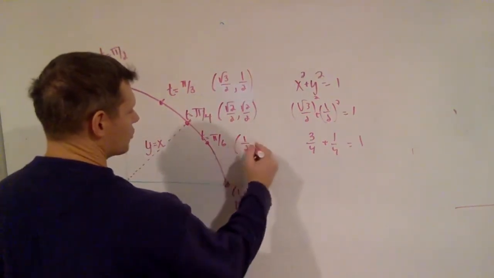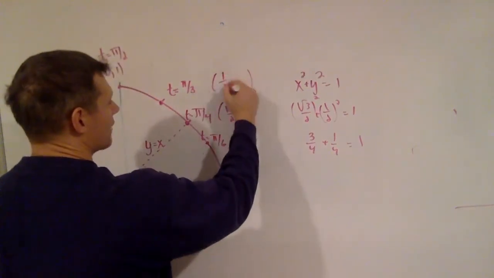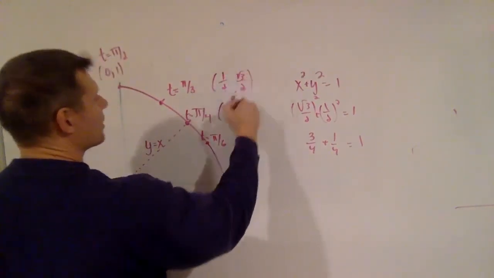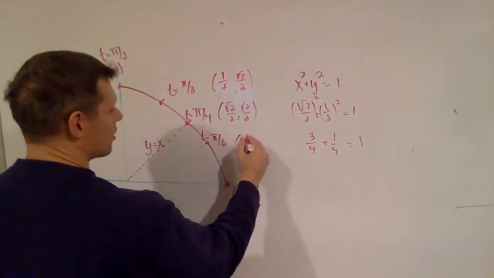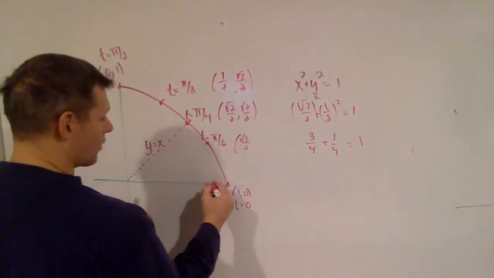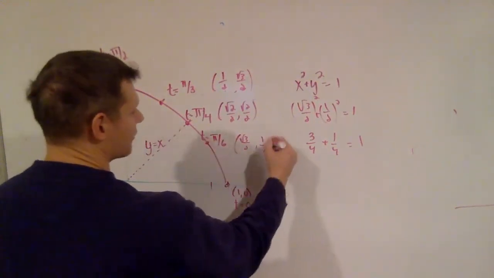Excuse me. This one should have been 1/2 comma root 3 over 2. I screwed that up. Because it's 1/2 over, up root 3 over 2. So this one's going to be root 3 over 2 over and then up 1/2. Okay.